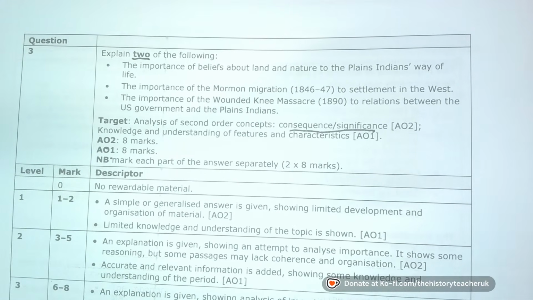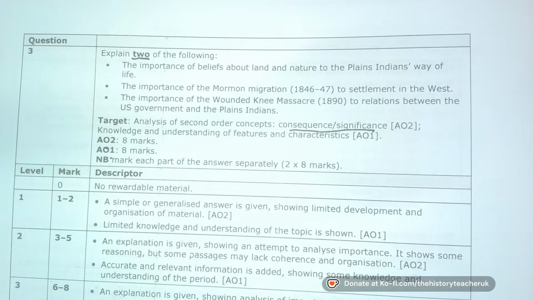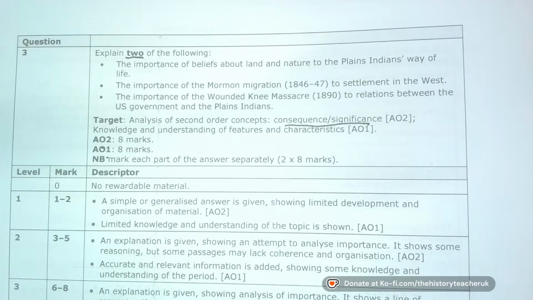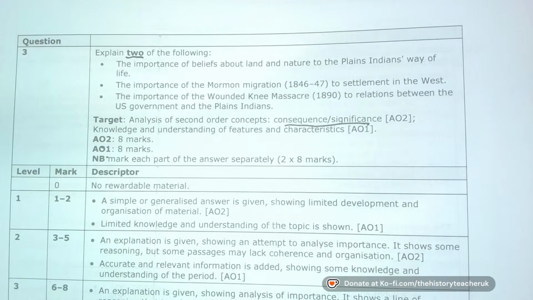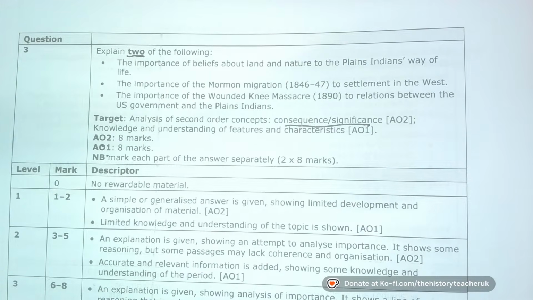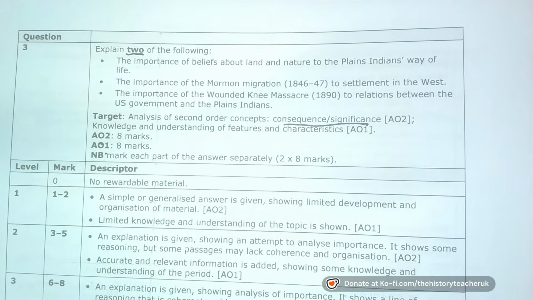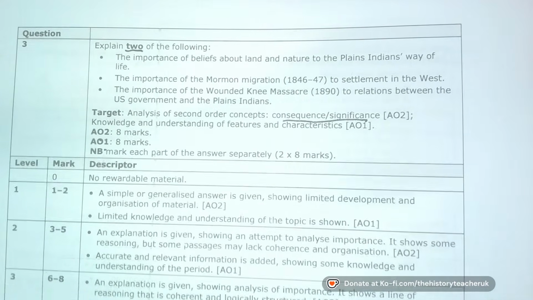Yeah, so it's something that happens as a direct result of something. Consequence, but a significance is why something is important, or how important something is. So you could say that the Wounded Knee Massacre leads to further breakdowns of the relations between the US government and the Plains Indians, but you might not say it is the most important factor, that there are other important factors, and that's the difference between consequence and significance. Okay, hopefully that makes sense.